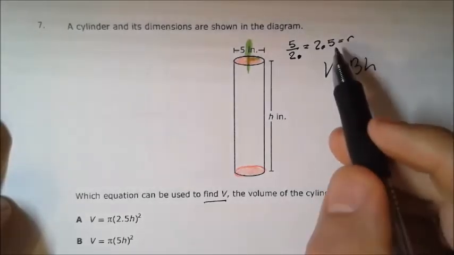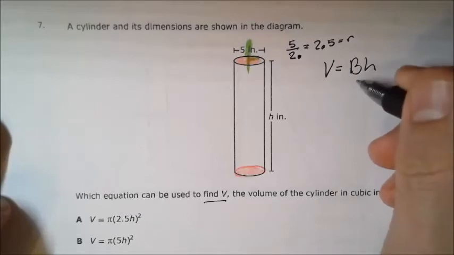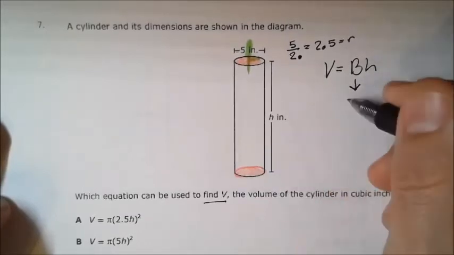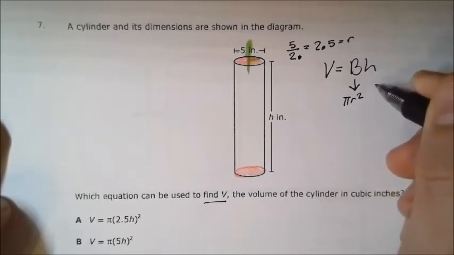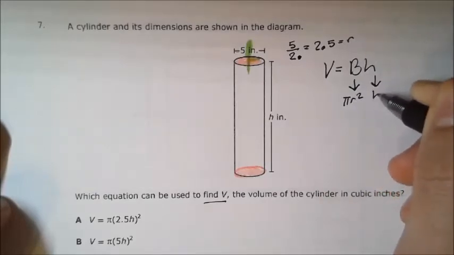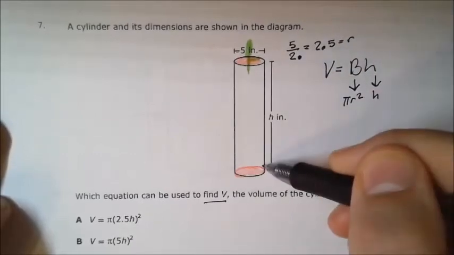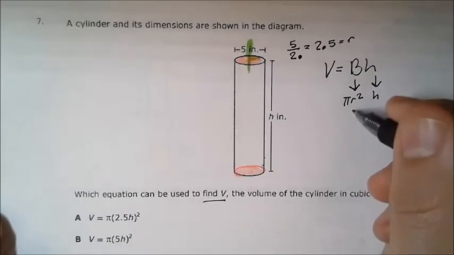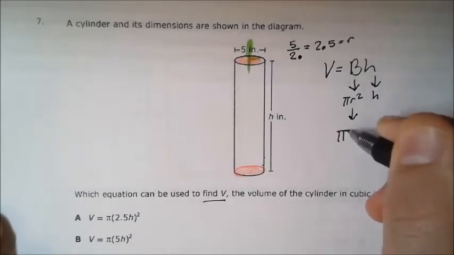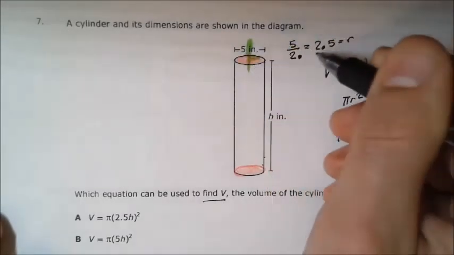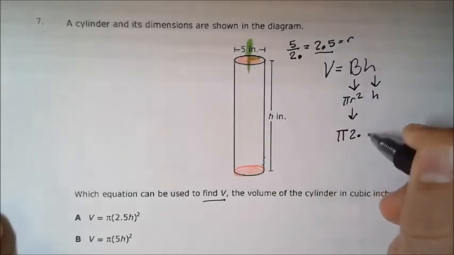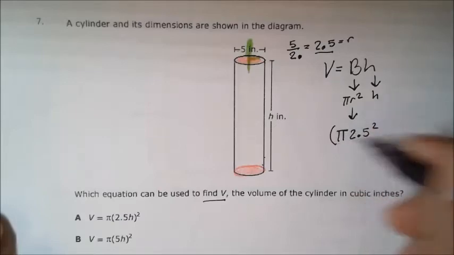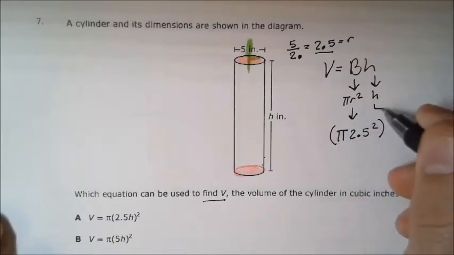So now that we know our radius, we know what formula we're going to use, let's go ahead and plug the values in. Our big B, since our base is a circle, we're going to be using pi r squared. And then our h is just going to be our height, which is the distance between our two bases. And so I'm going to go ahead and plug in for this. I got pi times my radius, which is 2.5. I'll go ahead and put square on there. I'm going to put that in parentheses. And then I'm going to bring down my h.